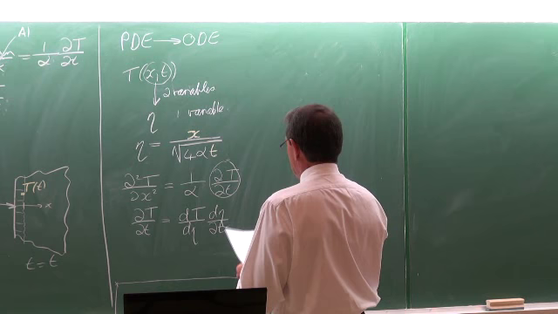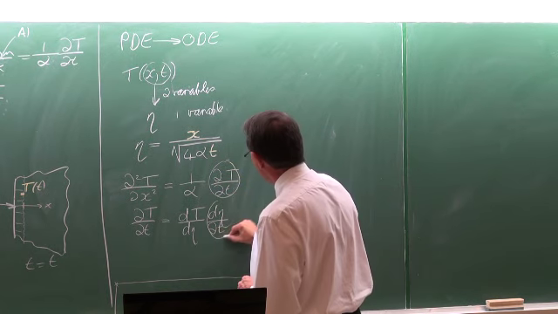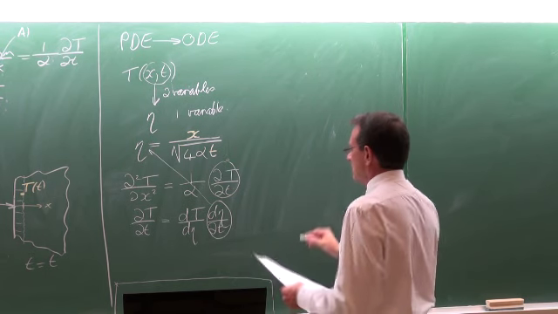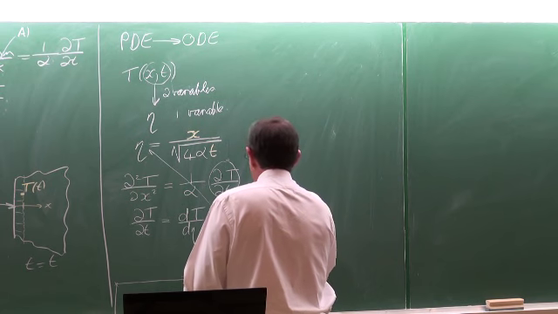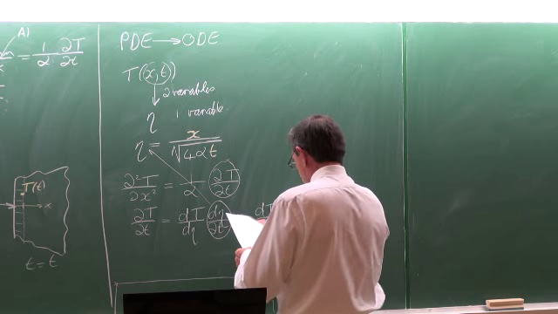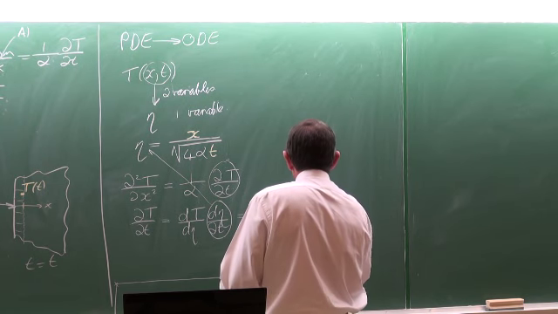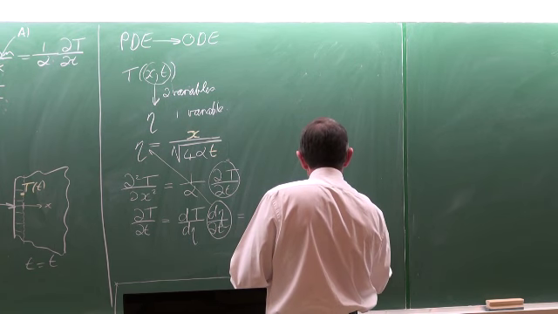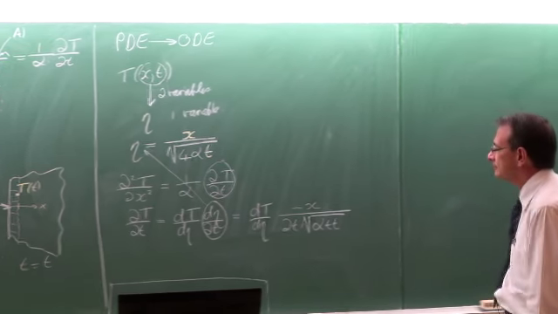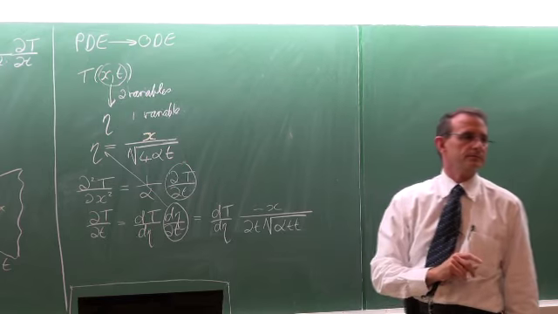Okay. And the d eta/dt we can now differentiate, that term. So it is equal to dT/d eta multiplied by minus x divided by 2 times t multiplied by the square root of 4 times alpha t. Just the differentiation of that term.